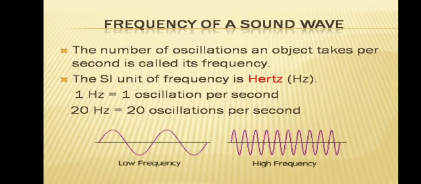Frequency. The number of oscillations an object makes per second is referred to as frequency. The SI unit of frequency is hertz. 1 hertz is equal to 1 oscillation per second. 20 hertz is equal to 20 oscillations per second.